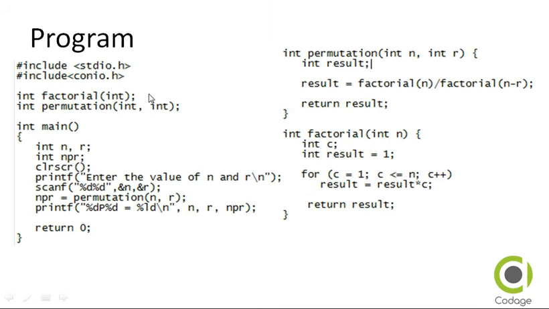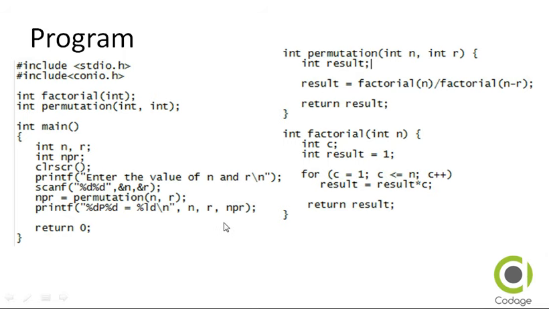3 integer variables n, r and npr are declared. The user is asked to enter the value of n and r. The user enters the value of n and r using scanf. The permutation function is called and the values of n and r are used in the function arguments. The result of the factorial of numerator and denominator is stored in the variable result. The statement will in turn call the factorial function, which will find the factorial of the numerator and denominator, and the value will be returned to the function permutation, where both the values will be used to compute result, and result will be returned. The value returned will be stored in the variable npr, and the value of npr will be printed using printf.